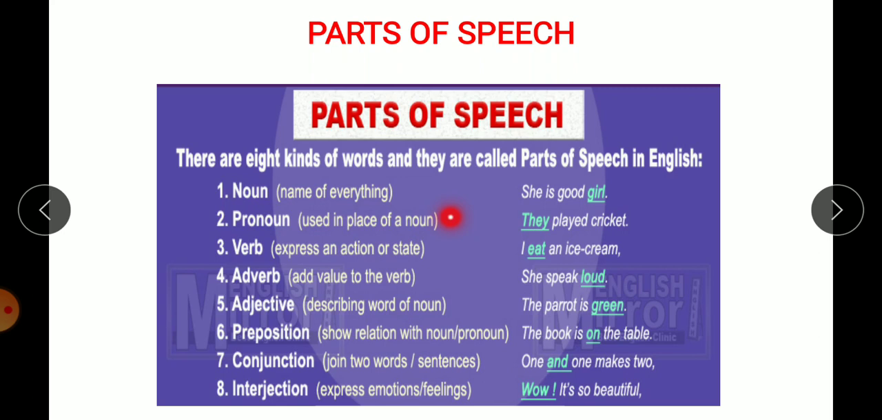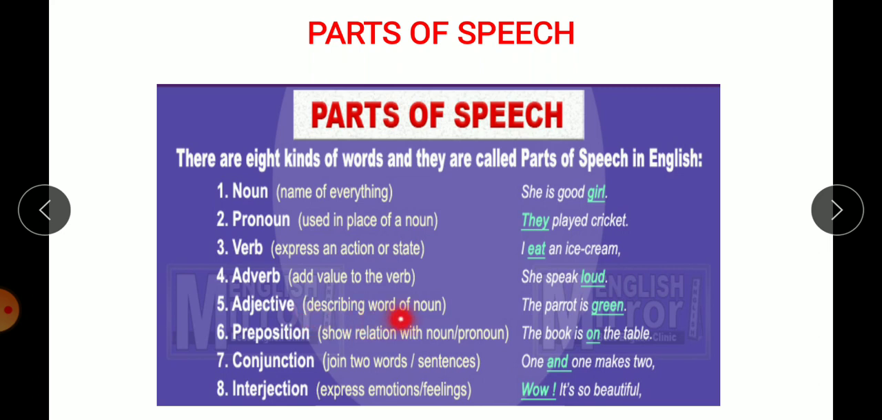Pronouns are the words that are used in place of a noun. Like they played cricket. So they, right? Verb expresses an action. I eat an ice cream. So what's the action here? Eat, doing words. Adverb adds value to the verb, जो verb के बारे में और बताता है. Like she speaks loud. कैसे बोलती है वो? जोर से, loud. So that's an adverb.